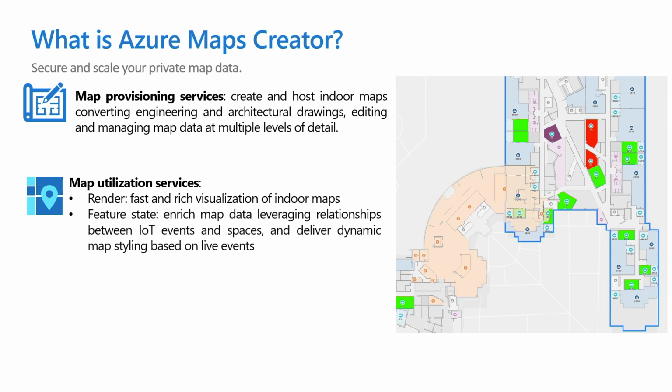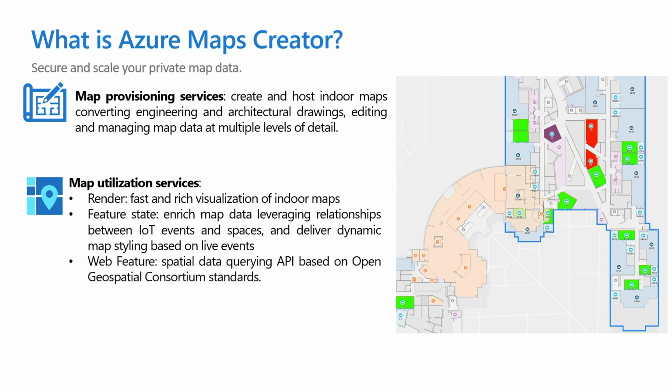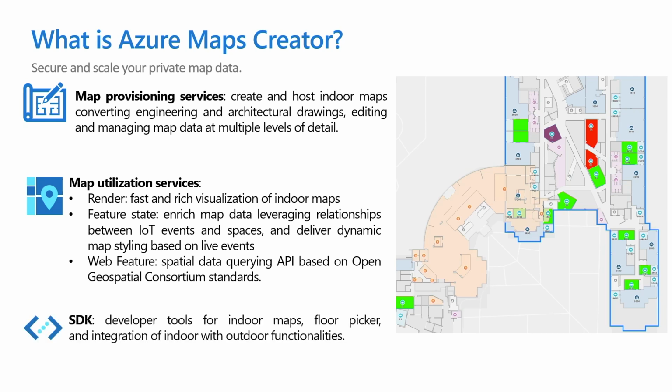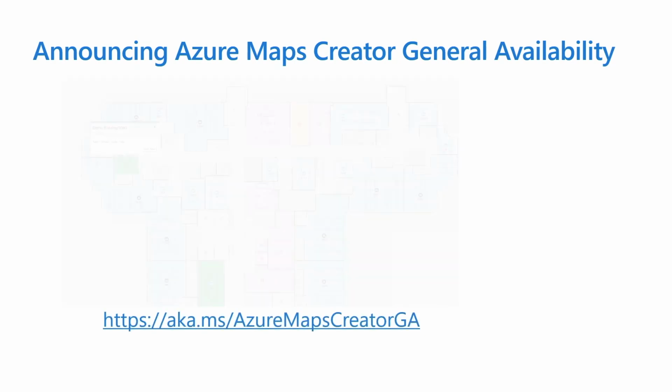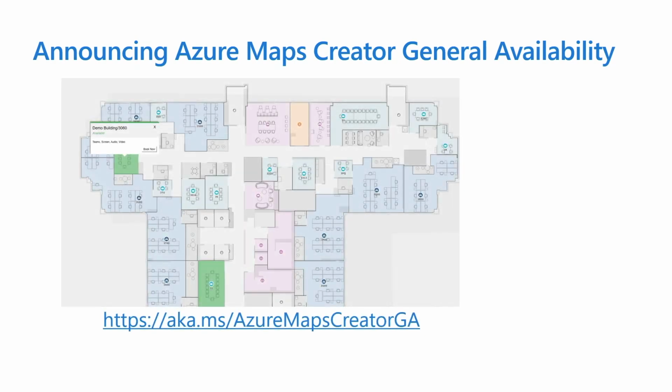You can also get feature state. This will provide the integration with IoT solutions to visualize the devices and sensors that you have in your building. We also have the spatial data querying API, which is based on the Open Geospatial Consortium standards. And last but not least, you also have the developer tools for indoor maps, Floor Picker, and the integration of indoor with outdoor capabilities. But before continuing talking about Azure Maps Creator, I'm excited to announce the general availability of Azure Maps Creator. You can read more about this announcement in the link that I'm sharing in the video.